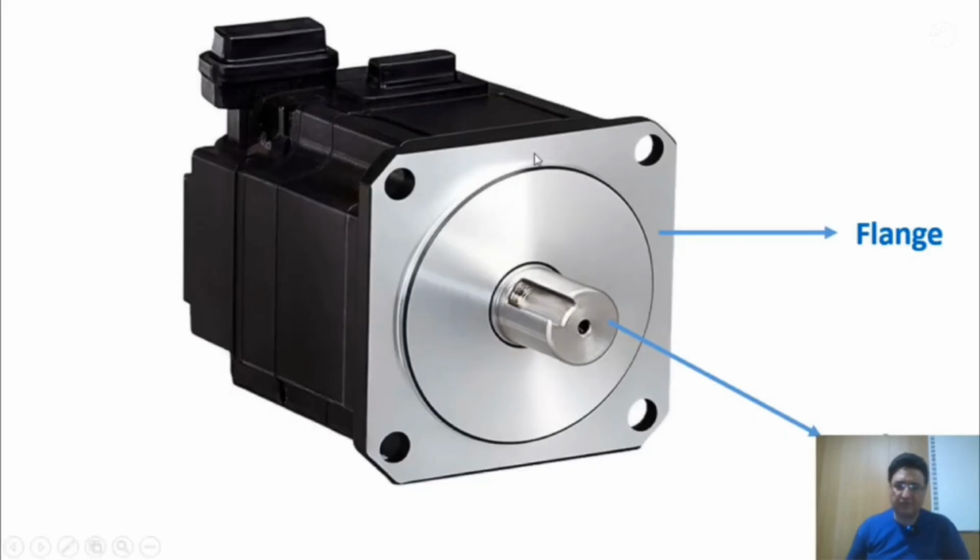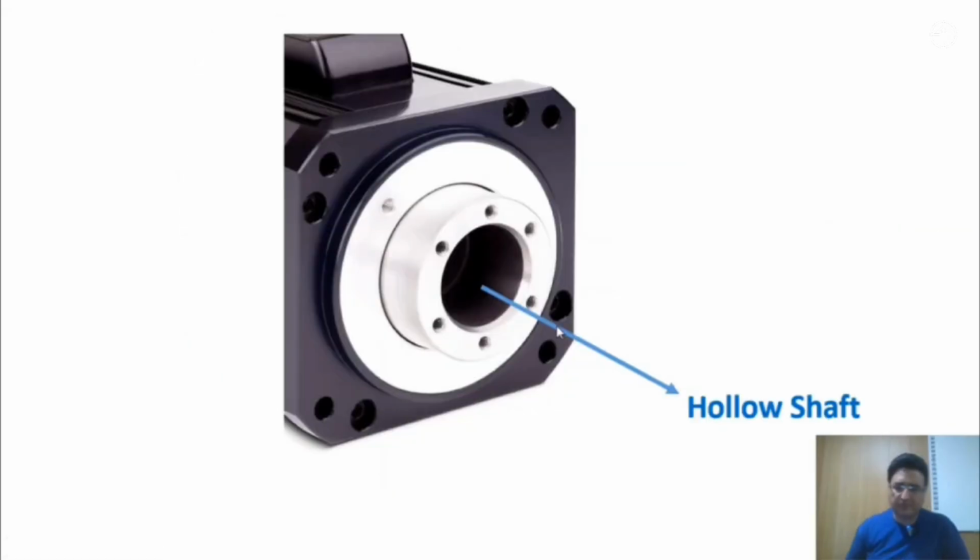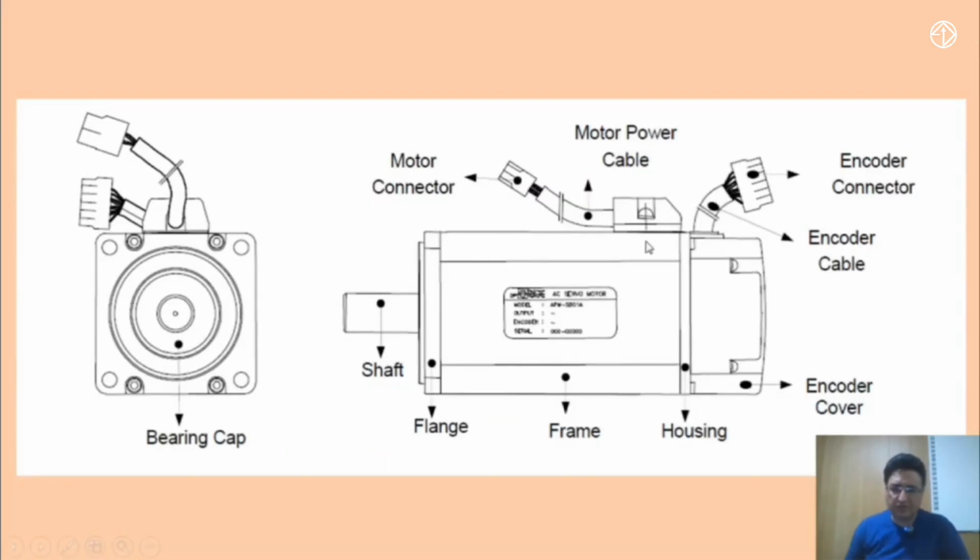Well, in this image, as you can see, it shows us a servo motor, with this part being the motor flange and this part being the motor shaft. And this is also an image of hollow shaft motors. In this image as well, it shows us servo motors, and this part is the shaft. This part corresponds to the flange. This part is for the power cables, and this part is for the encoder cable. And this end part of the motor is for the encoder that is mounted on the motor.